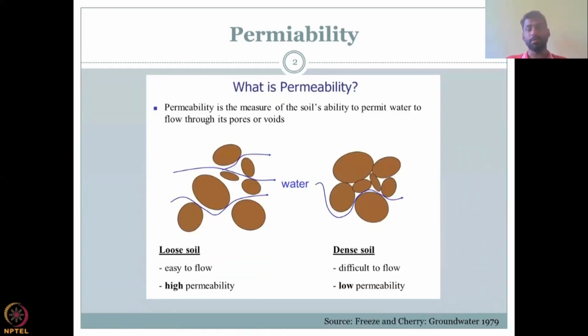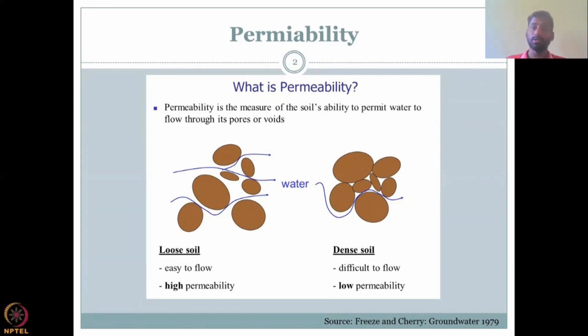In today's class, we will look at permeability. What is permeability? We can define it as the measure of a soil's ability to allow or permit water to flow through its pores or voids, something like conductance in electricity. So you have a material, and how is the material allowing water to pass through? The material is your soil, rock particles, etc.